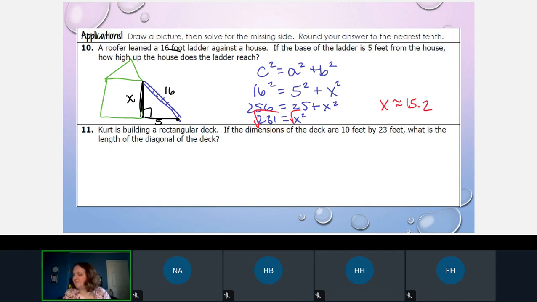Make sure I did this right. Square root of 231. Yeah, 15.2. And the units here, because it's a word problem, it's a length, so our units are going to be feet.